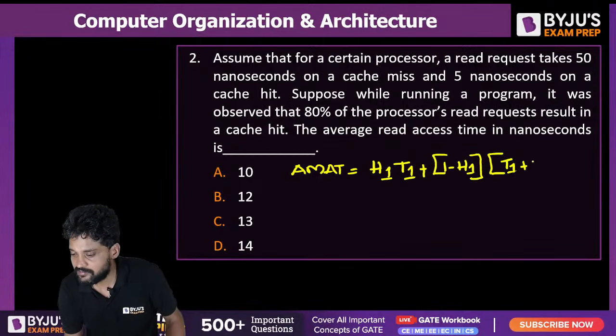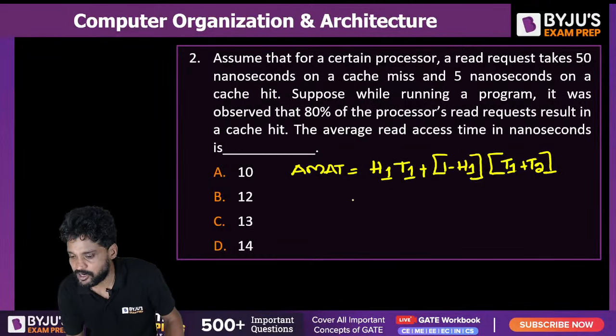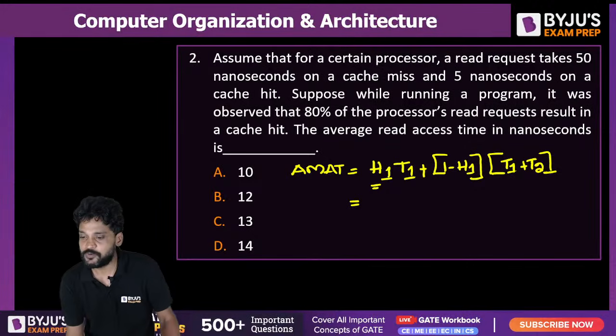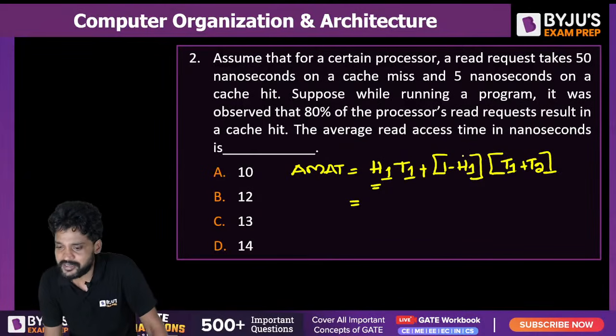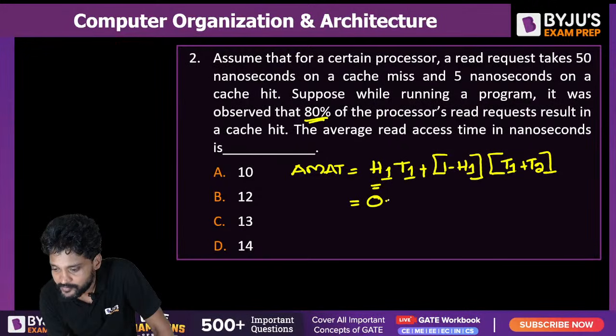The access time of level 1 cache plus access time of the main memory. Simply, if we can plot the values, what is H1? H1 is the hit rate, which is 80%, right? 0.8. If the hit ratio is 80%, the hit rate is equal to 0.8.